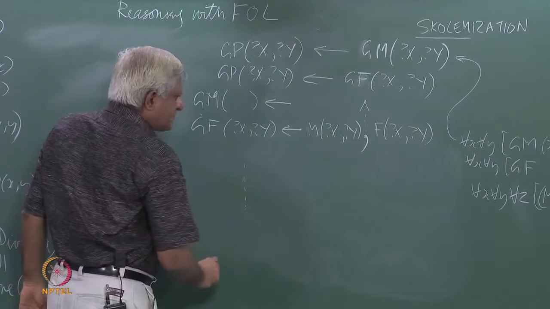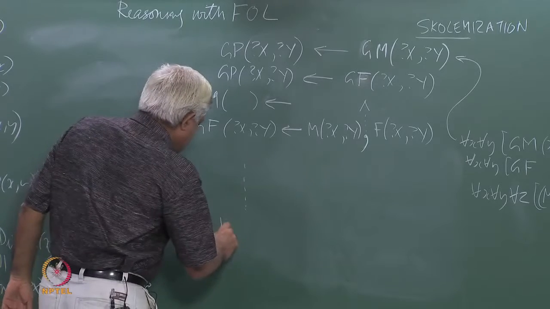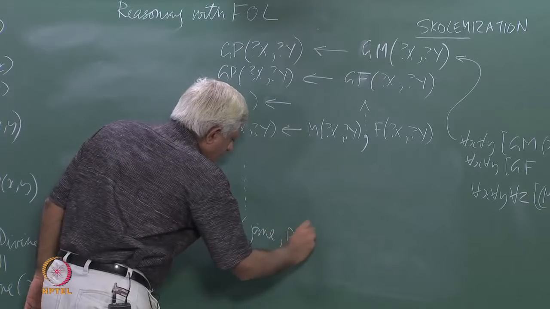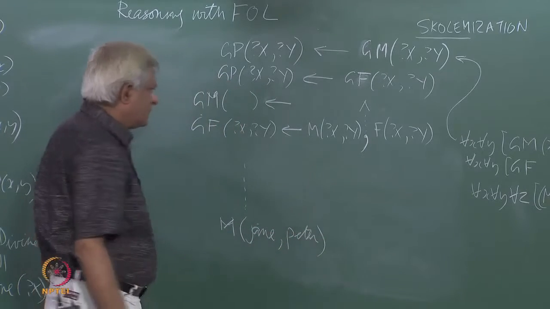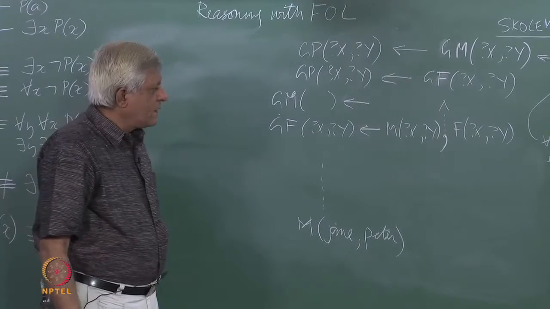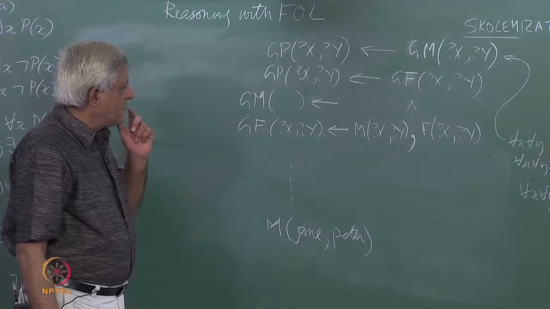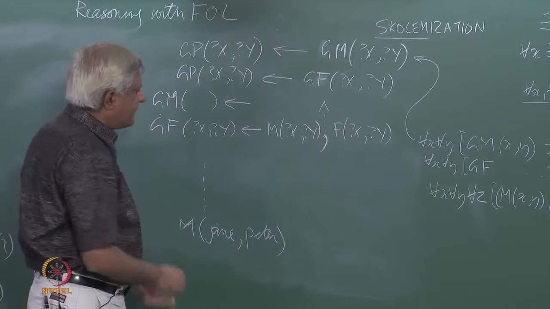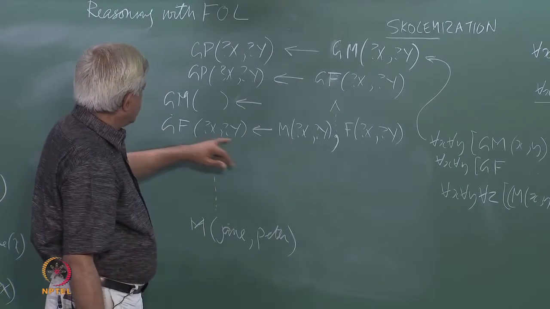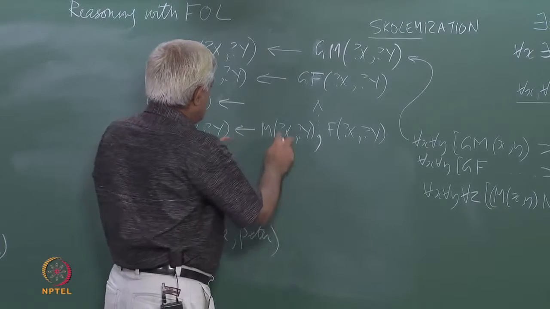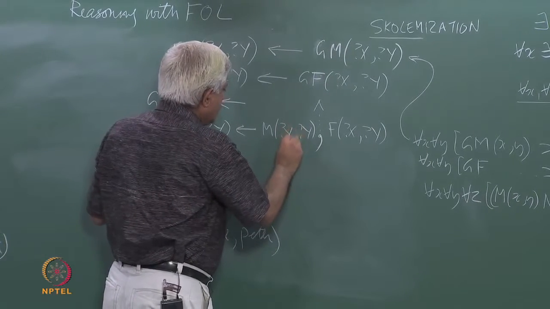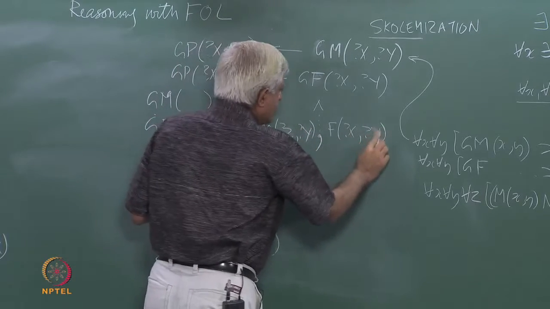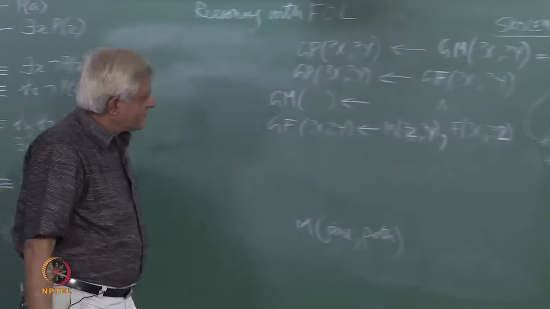Somewhere down there I would have, let us say, mother Jane Peter, sorry, said last rule. Oh yeah. X is the grandfather of Y, so Z is the mother of Y and X is the father of Z. Okay, thanks.